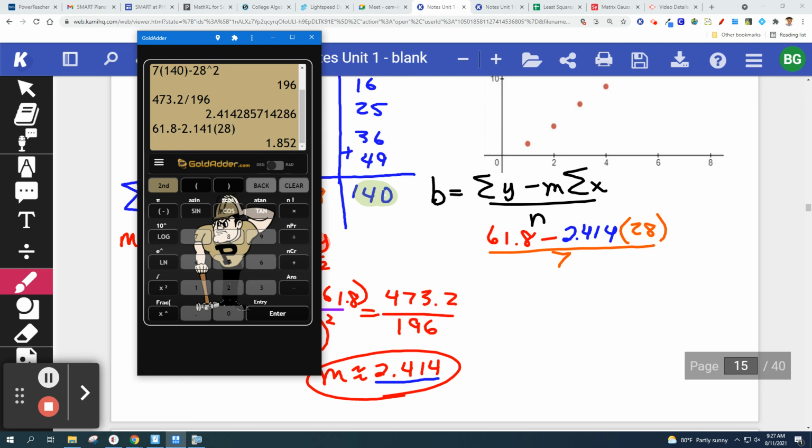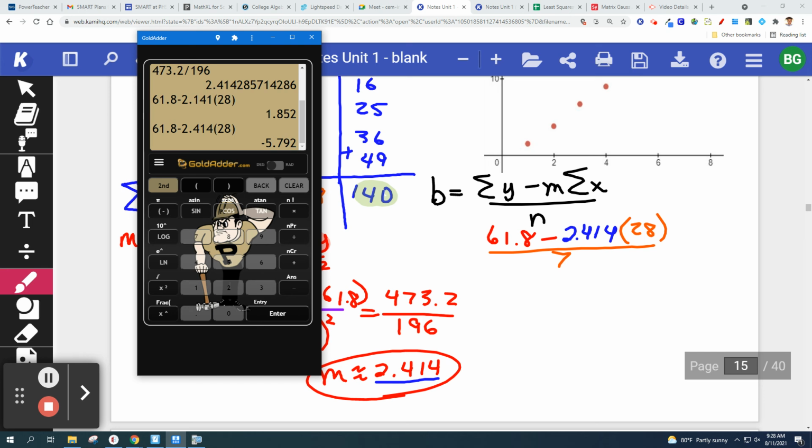Oh, I typed 141. Thank you very much. Yeah, 61.8 minus 2.414 times 28. Hopefully this will come out right. Negative 5.792. Okay, roughly. I think I've got on my page negative 5.8, because I used the entire 2.414 number.